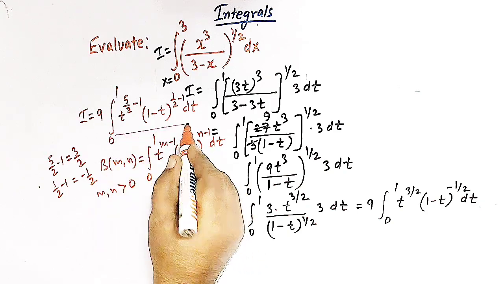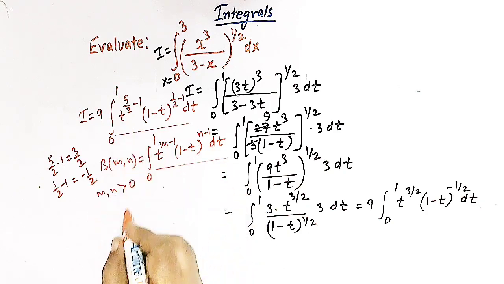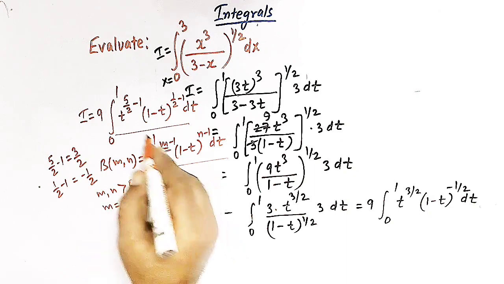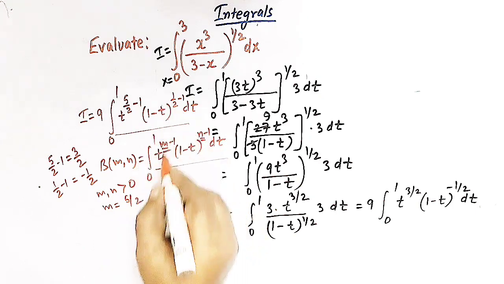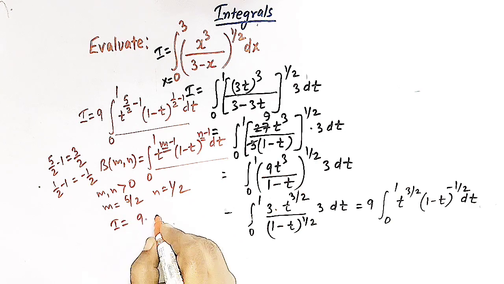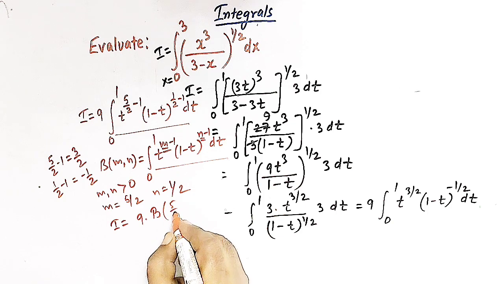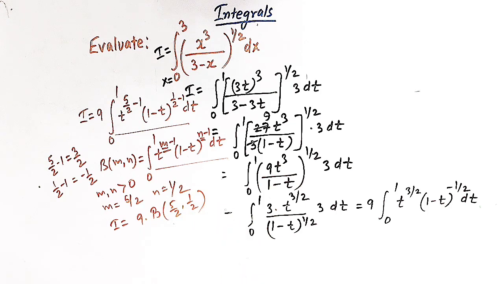So this integral is similar to this one, and if we compare these two integrals, then we can easily find that m is given by 5 by 2, and n is given by half, right? So we can now write I is equal to 9 times the beta function, that is beta of 5 by 2 comma, here we have half.